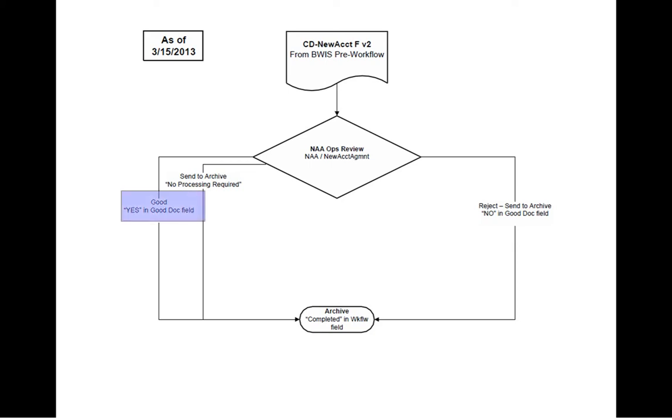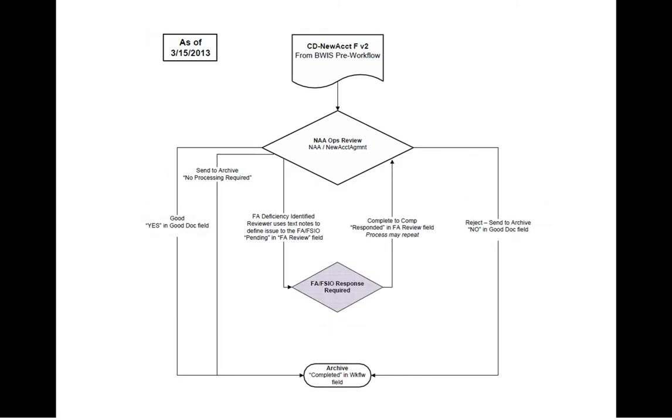Good: code the document yes in the good doc field and send it to archive. Send to archive: no processing required. And reject: code the document no in the good document field and send to archive. The FA review work step is added to the ops review work step in this workflow as a 4th option the reviewer can choose.